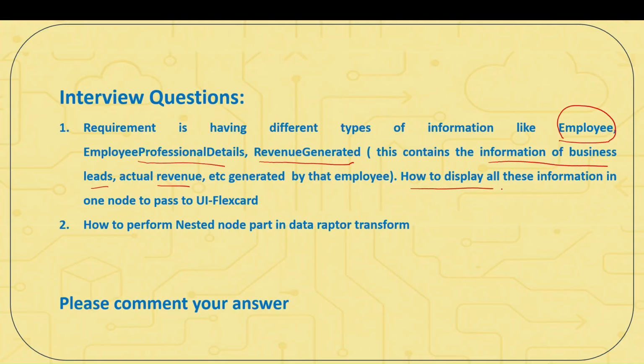Now, how to display all this information in one node to pass it to the UI flex card? In this case, we need to have all these three types of nodes, 1, 2 and 3. Then we are going to merge them. Along with this, we'll be performing some summation, addition or some other formula, and we will show it in the one node to pass it to the UI, or I can say flex card. That you can answer in that way.